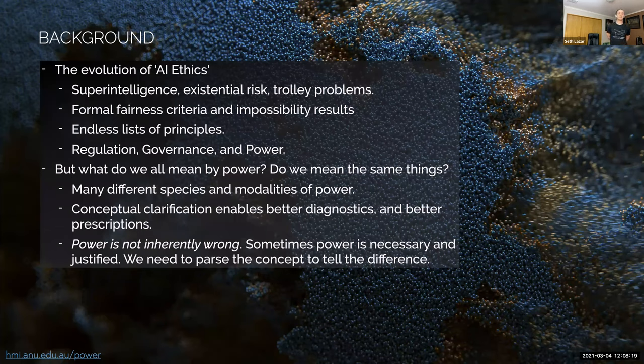But sometimes power is necessary. Think about any kind of collective action problem. It's pretty much almost always necessary to have some measure of power in order to solve a collective action problem. So we need to parse the concept to tell the difference between the justified instances of power and the unjustified ones. And that's what I want to try and help you do.